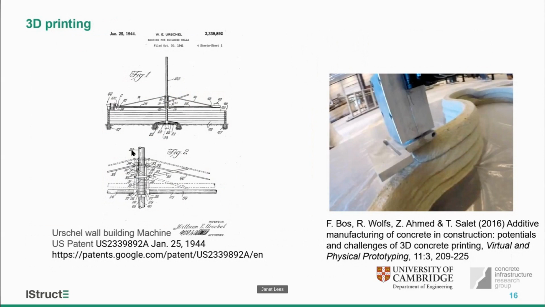I was trying to look at what would be the left-hand side picture for this slide, in the sense of what's conventional 3D printing. I wasn't quite sure, but an interesting picture nonetheless, which is Urschel's wall building machine. Now, it's not actually 3D printing per se, it's something between, I guess, slip forming and controlled deposition, but this is an image of the patent.